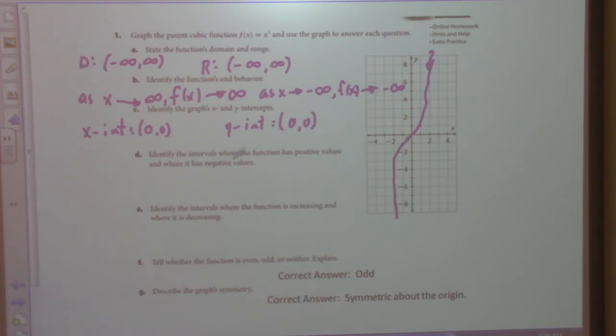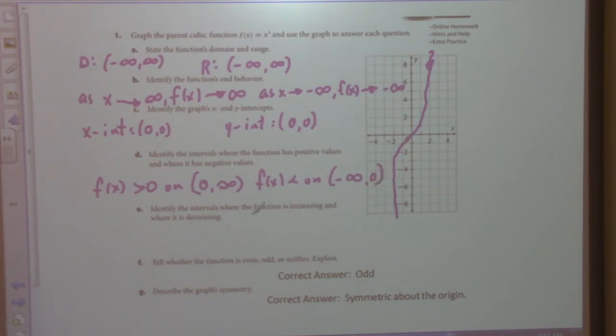Identify the intervals where the function has positive values and where it has negative values. So f of x is greater than 0 on what interval? On the interval 0 to infinity. And then f of x is less than 0 on what interval? On the interval from negative infinity to 0.